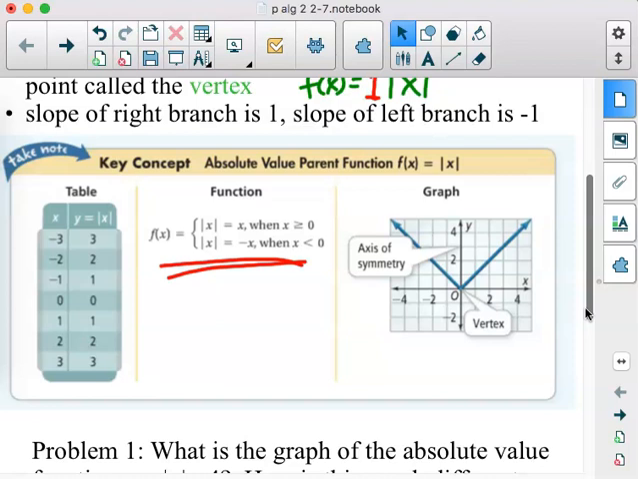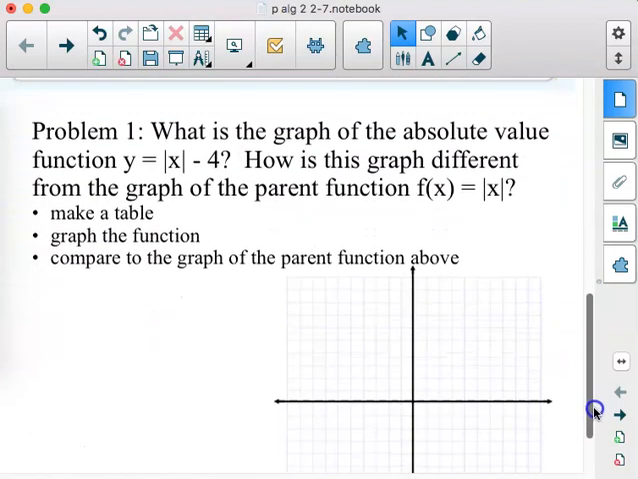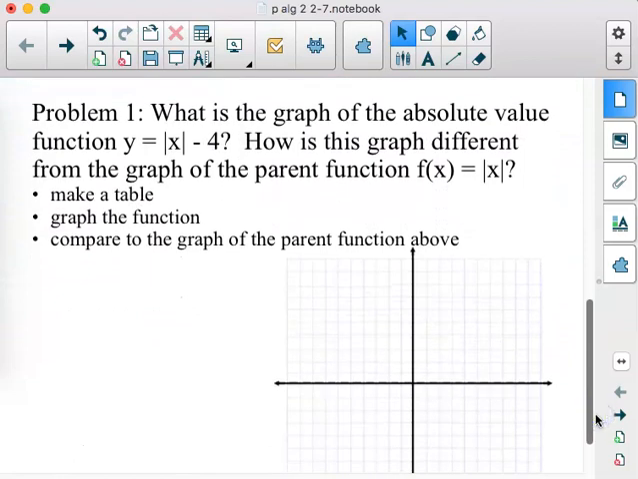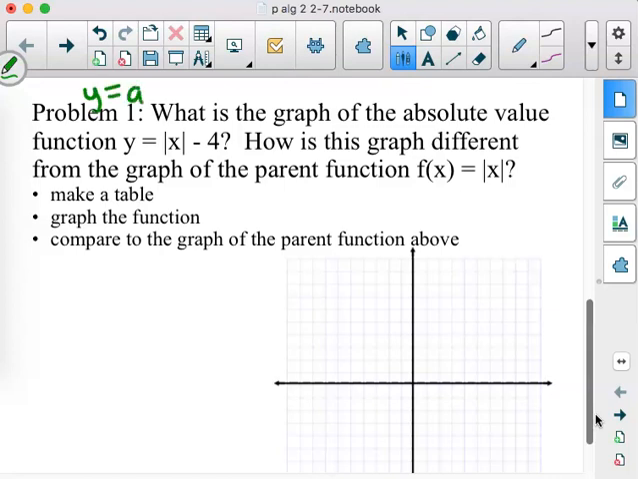So this says, what is the graph of the absolute value function, y equals the absolute value of x minus 4? How is this graph different from the graph of the parent function, f of x equals the absolute value of x? And to do that, I want to remind everybody about the A, H, and K stuff that we started talking about in 2.6.